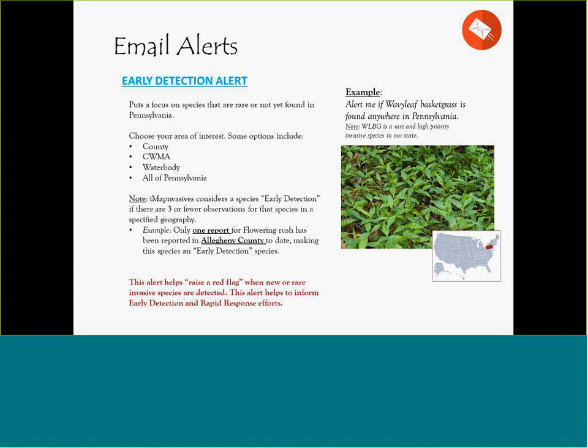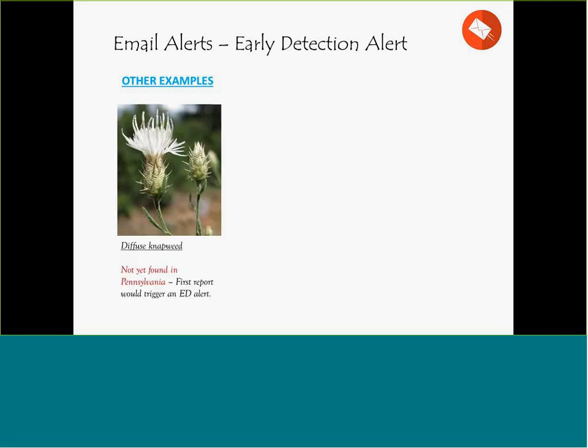So I'll get into that example. I talked about the wavy leaf basket grass and use that as my example here. Another way of explaining the early detection alert: you could set up an alert that says, alert me if wavy leaf basket grass is found anywhere in Pennsylvania. Because this is an emerging invader in Pennsylvania, rare and high priority, we want to keep tabs on where that one is being found. So here are examples of an early detection alert that you could potentially set up.